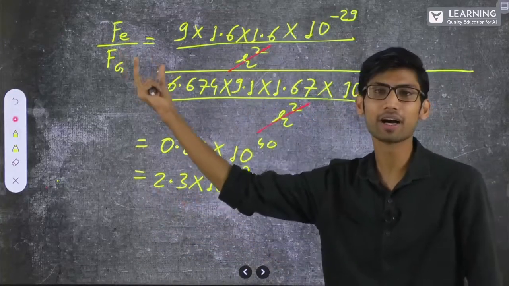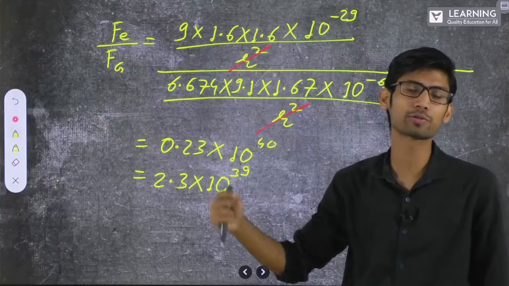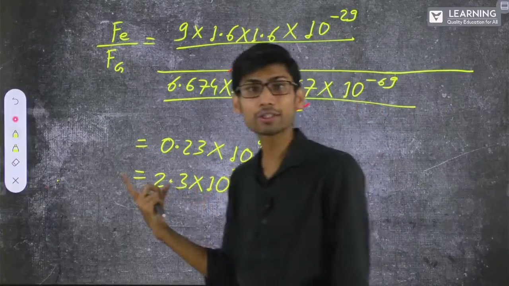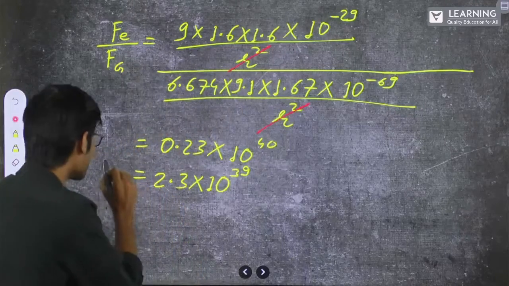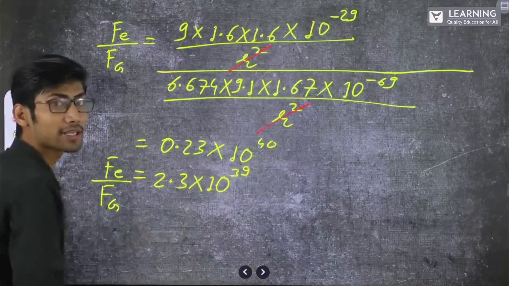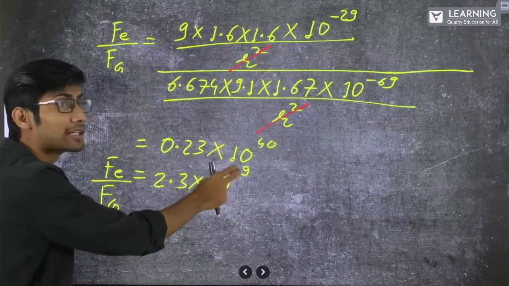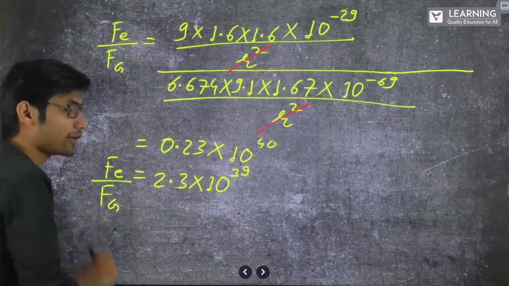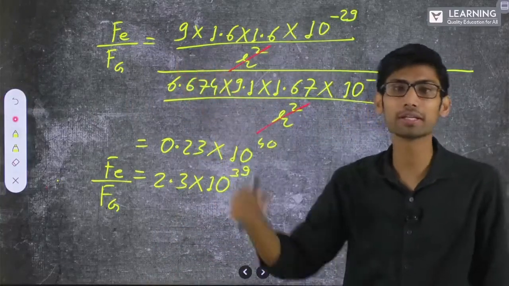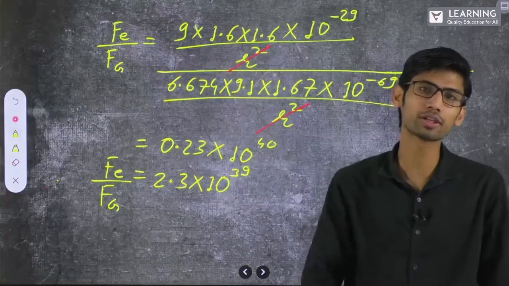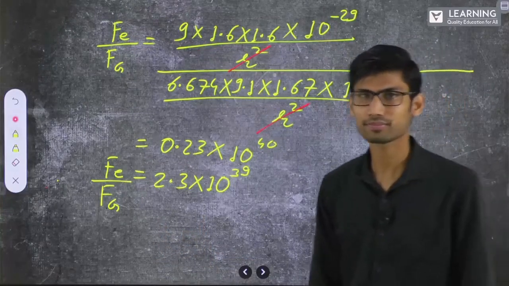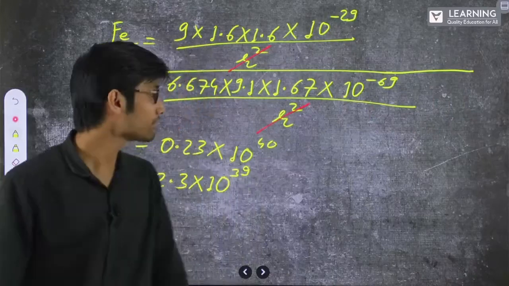Now just understand how strong the electrostatic force is compared to the gravitational force. Correct? This is the ratio, Fe by Fg. If I take this Fg on the other side, Fe is 10 power 39 times Fg. If you see the order, right? 10 power 39. That is how strong the electrostatic force is compared to the gravitational force. Got it? So now this is the answer of the first part.